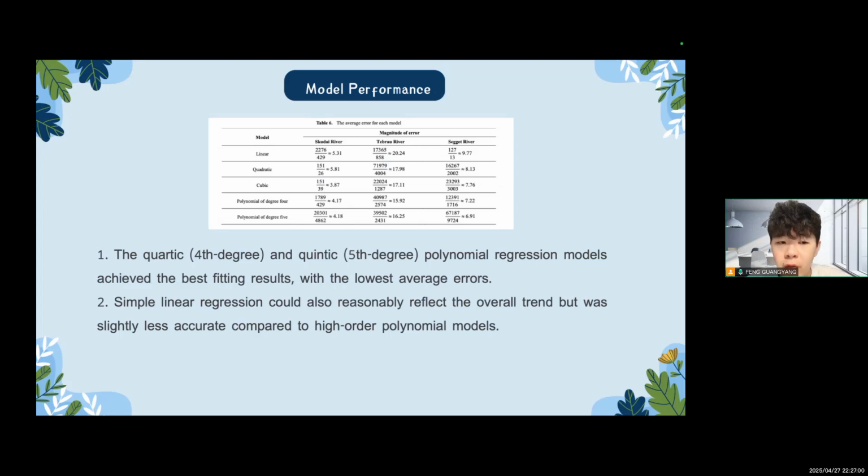This is model performance. We can look at this picture. We can find that the quadratic (fourth-degree) and quintic (fifth-degree) polynomial regression models achieved the best fitting result with the lowest average errors. And simple linear regression could also reasonably reflect the overall trend, but was slightly less accurate compared to high-order polynomial models.